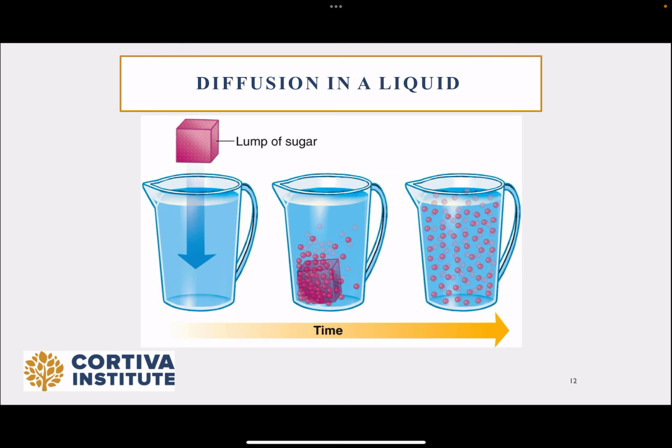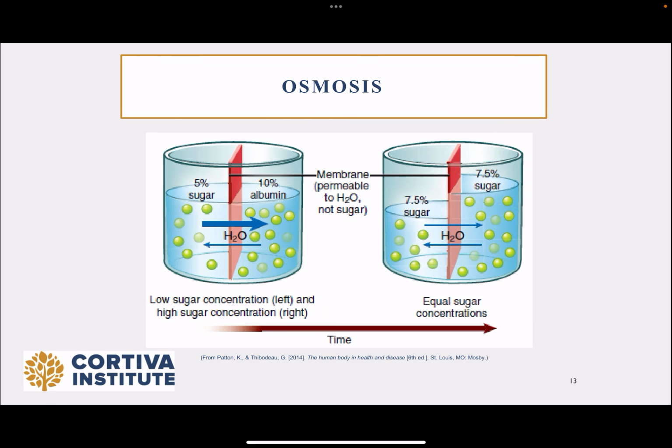Here is diffusion in liquid. This is specifically, right, you put a lump of sugar in water and then over time it's going to dissipate and go throughout the entire water until I have sugary water. Here is osmosis. This understanding is a little bit complex, but don't worry, I'm right here.